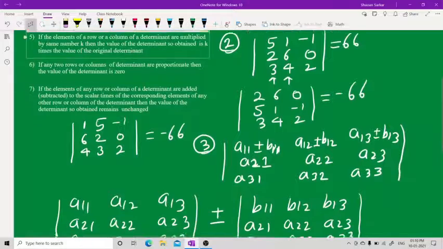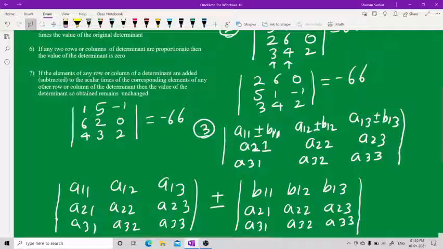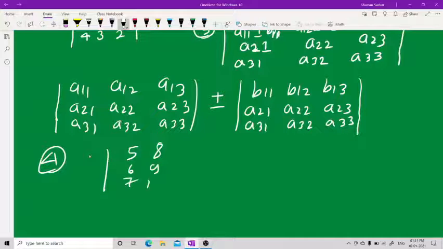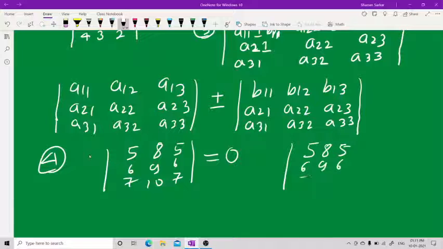Let us see below. Suppose I have 5, 6, 7, 8, 9, 10, and again I have 5, 6, 7. Since two columns are the same, the answer is straight 0. Or for rows, suppose I write 5, 8, 5, 6, 9, 6 and 5, 8, 5. Again two rows are the same, so this is 0. Here the columns were the same, so again this was 0. This was the fourth property.